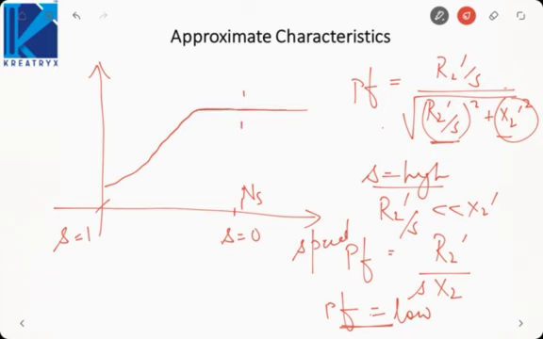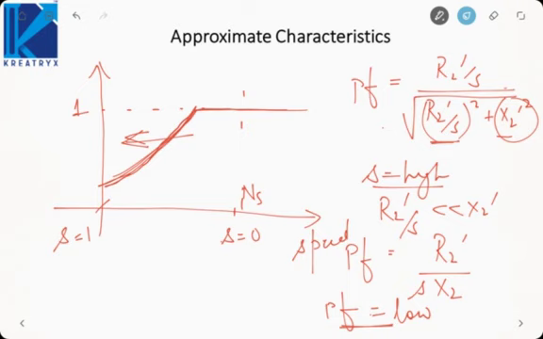Okay, it will be like this. At low values of slip, the power factor will be unity. At high values of slip, power factor decreases as slip increases. So as we move here, the power factor will reduce. What about the rotor current or the torque?